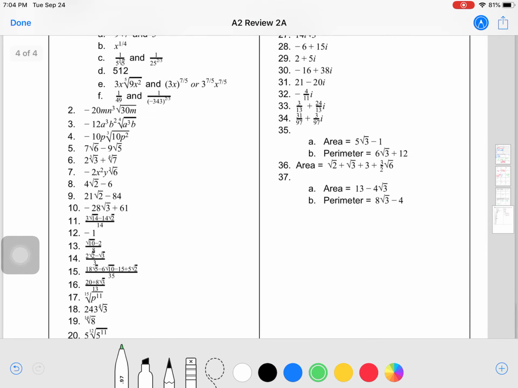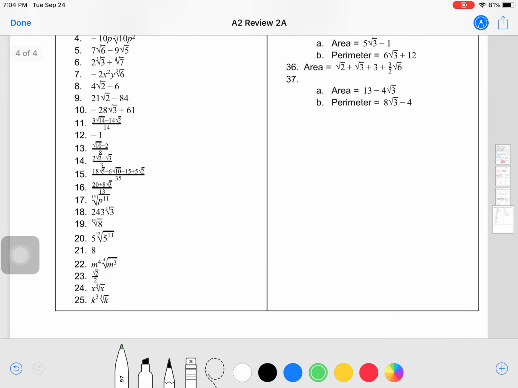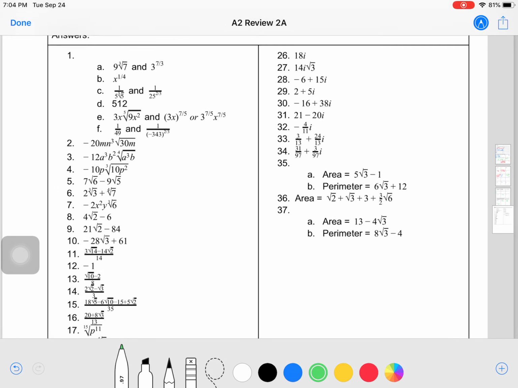Okay, again, as I said before, make sure you're checking your answers with everything that's on the back, and if you run into a problem, feel free to come see me so I can help you out.